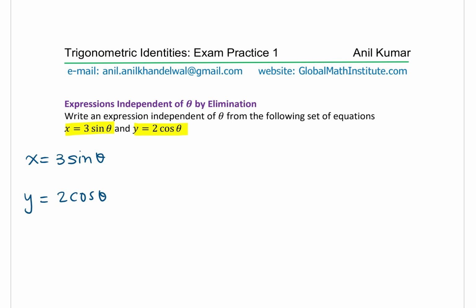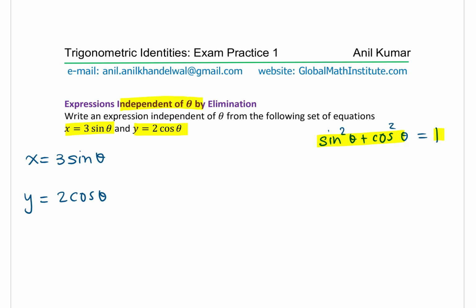We know the Pythagorean identity, which is sine squared theta plus cos squared theta equals 1. As you can see here, if I get two terms as squares of these, adding them will give me 1. So 1 is independent of theta. So that is the whole concept. Elimination to make it independent of theta is this concept.